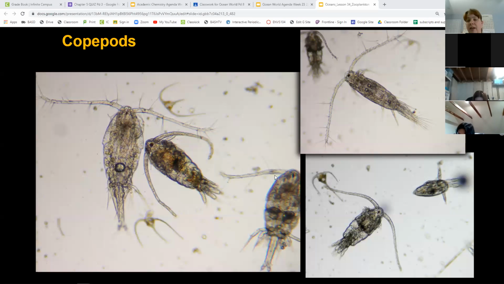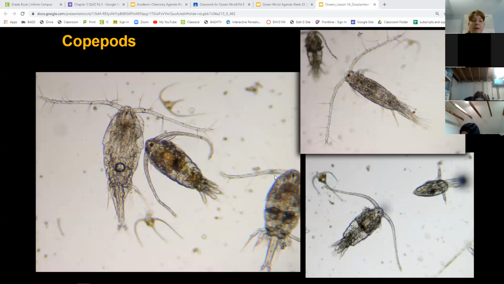As a matter of fact, the next most abundant animal would be the insects, and there are 1,000 times more copepods than there are insects on the planet. If you were to take all the copepods out of the ocean and the freshwater and put them on a very large scale, and then on another scale, you took every human being on the planet and put them on the other scale, the copepods would outweigh humans by 100 times. That's how many there are.